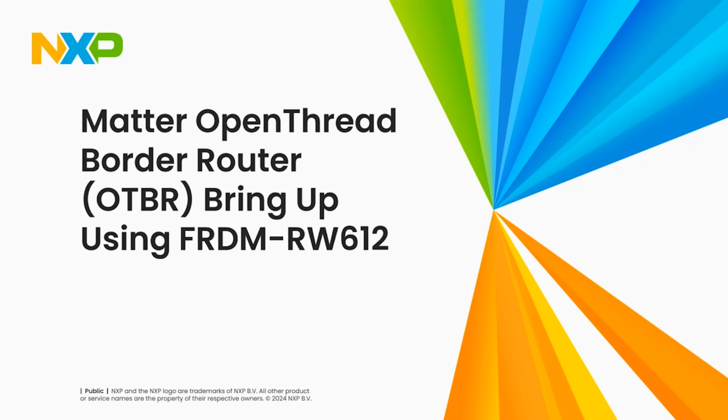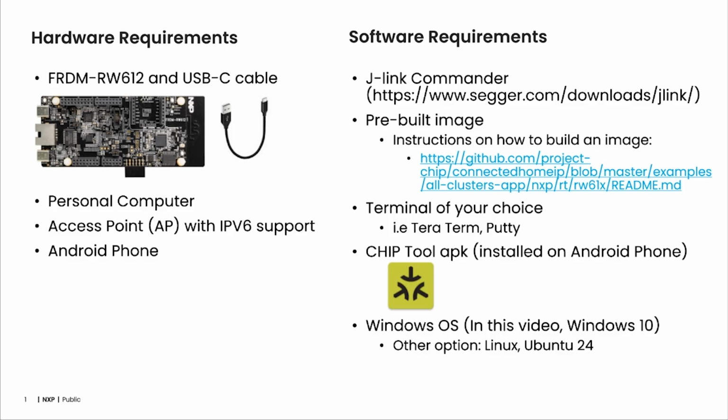Hi everyone! Today we're going to be covering how to bring up the Matter OTBR using RW612. Before starting this video, you will need a FRDM-RW612 and a USB-C cable, a computer, an access point with IPv6 support, an Android phone, J-Link Commander, the pre-built image, the terminal of your choice, and the Chip Tool application.